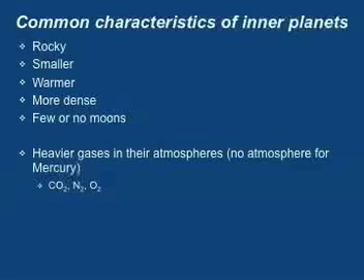The planets Mercury, Venus, Earth, and Mars all share similar characteristics, such as they're rocky, which also makes them more dense. They are smaller. They're also warmer. They're closer to the sun, which is the heat source. They have few or no moons, and the gases that we do have in the atmospheres of Venus, Earth, and Mars are heavier gases. All of our inner planets are just too small and too hot to have enough gravity to hold on to those lighter gases.